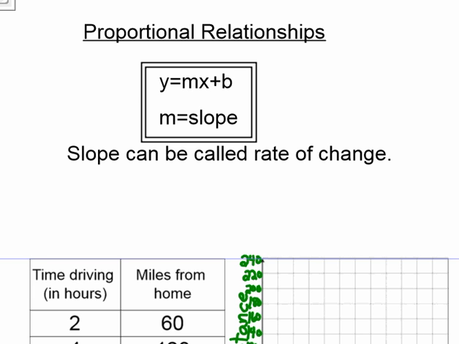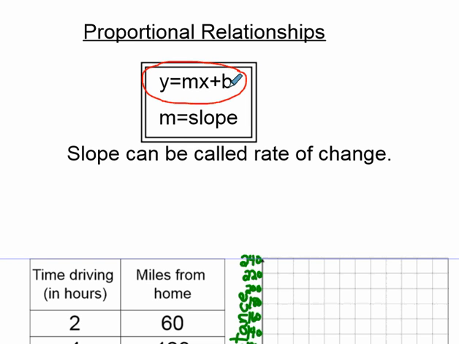This video is on proportional relationships and unit rate and how unit rate and slope are related. So let's go back to what we did in the last section, and that is y equals mx plus b. That's our linear equation, and that's very important. We're going to continue to use that for quite a while now.